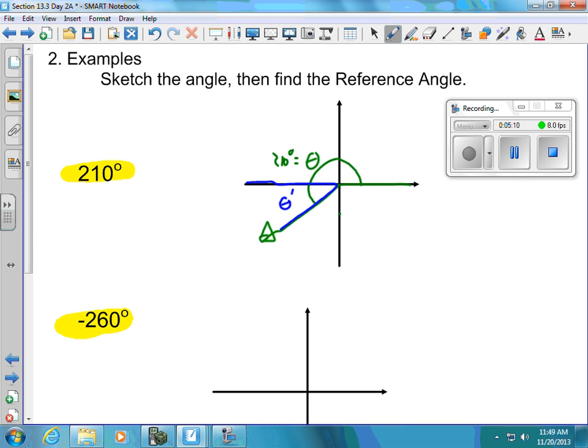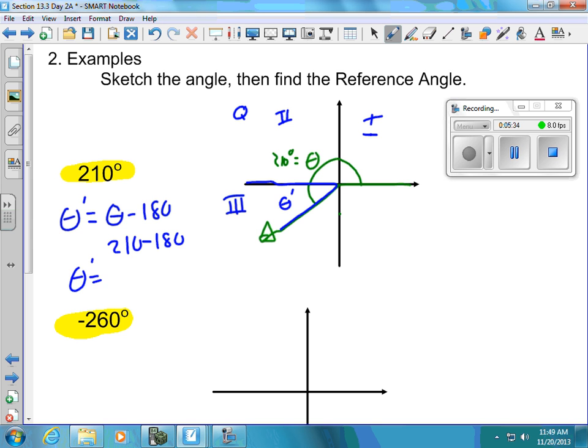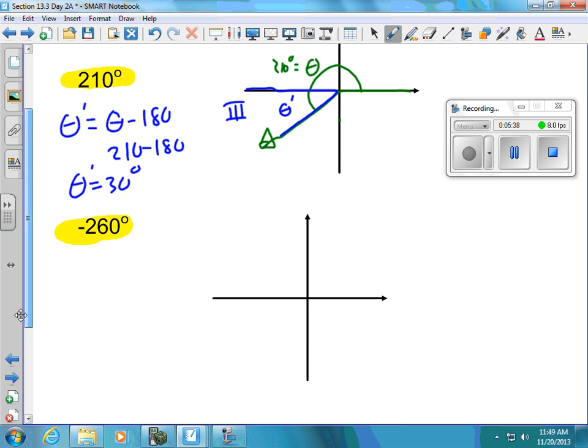So what is our reference angle going to be? Well, we're in quadrant what? 1, 2, this is quadrant 3. So in quadrant 3, we look back, our formula is the angle minus 180. So our angle is 210. 210 minus 180 is 30 degrees. So our reference angle is 30 degrees.